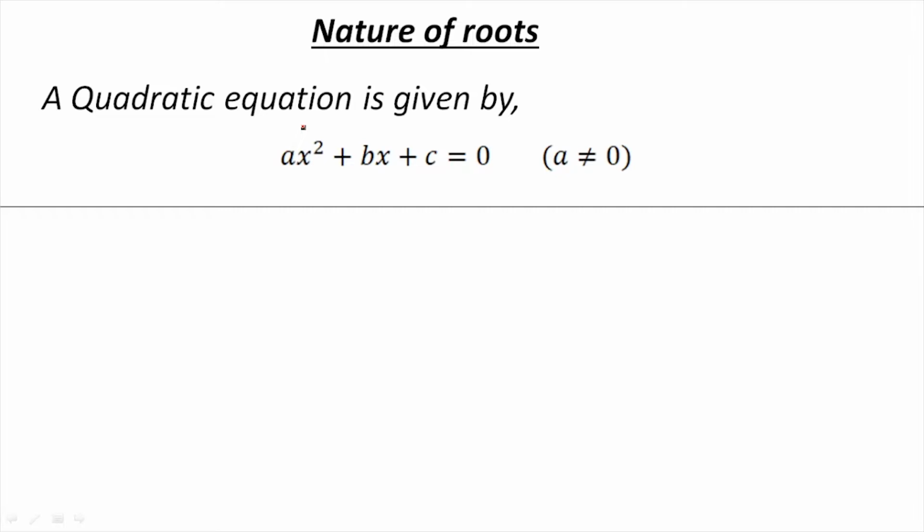Moving on, let's see the coefficients of x square, x, and the constant c. The coefficient of x square is a, the coefficient of x is b, and the constant number is known as c. This is the standard form of a quadratic equation.